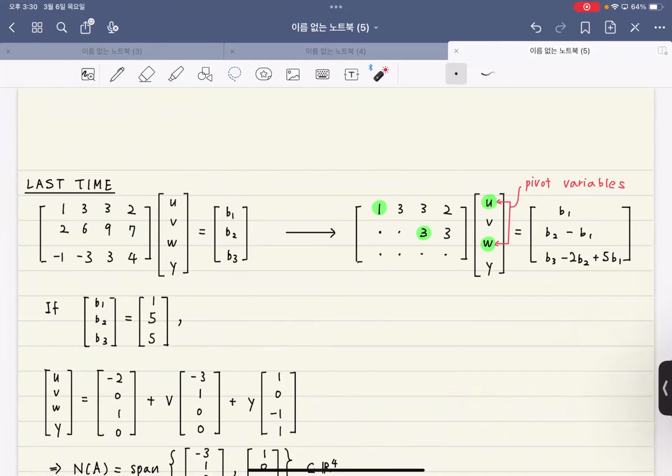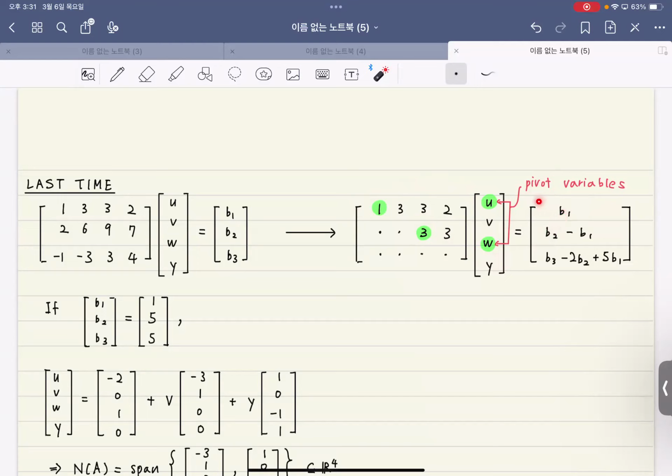All right. So this was our last example from the previous lecture. I tried to introduce the so-called echelon matrix. By applying the elementary row operations, this matrix has turned into the echelon matrix, which looks like this. And these highlighted numbers are called the pivots. And these highlighted variables can be associated to each of these pivots, and they are called the pivot variables, right?